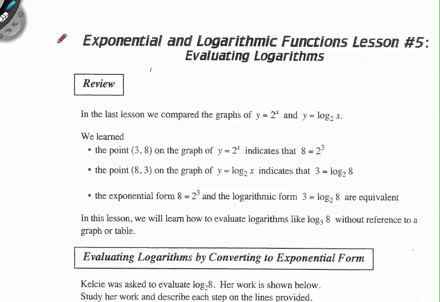Okay, we are on lesson 5 of unit 3, evaluating logarithms. And here's a little review of the last lesson that we had. In the last lesson we compared these two graphs, and we saw, for example, that if we have y equals 2 to the x, then we could inverse that if we want and take the x here.